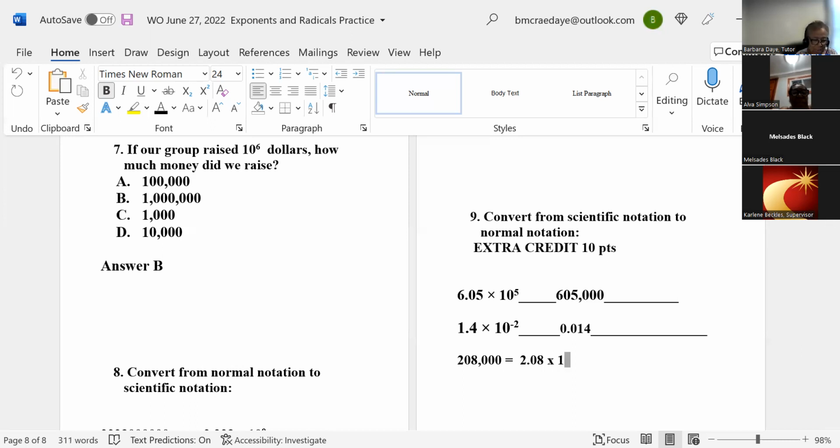Now you put times 10, and how many places did you move it? After the last 0. So just count the digits: 1, 2, 3, 4, 5. That would be 10 to the 5th, right? Yes. So first step, pick the number less than 10. That was 2.08. Always times the base 10. How many places did you move it? Just count the digits. 1, 2, 3, 4, 5. You got it? Yes, ma'am.